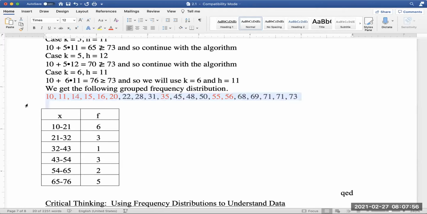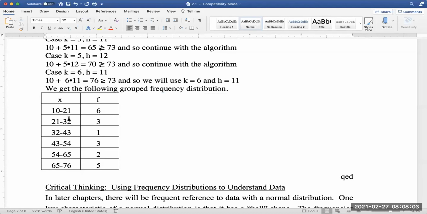Therefore, my group frequency distribution looks like this. So 6 numbers between 10 and 21, 3 between 21 and 32, 1 between 32 and 43, 3 between 43 and 54, 2 between 54 and 65, and 5 between 65 and 76.